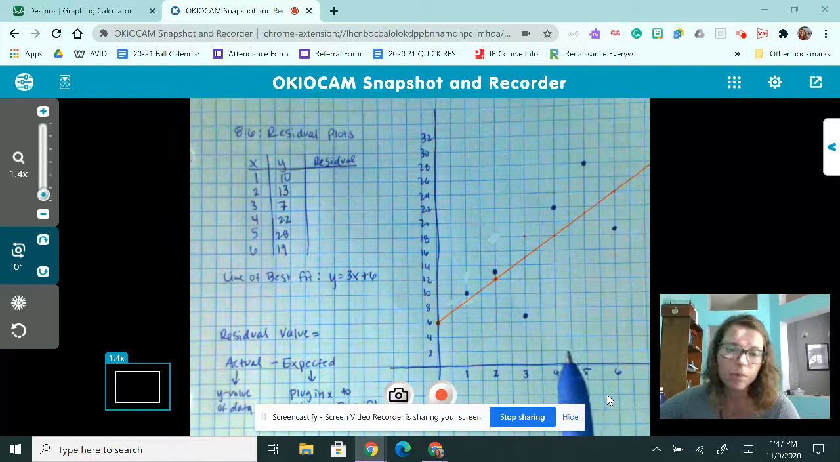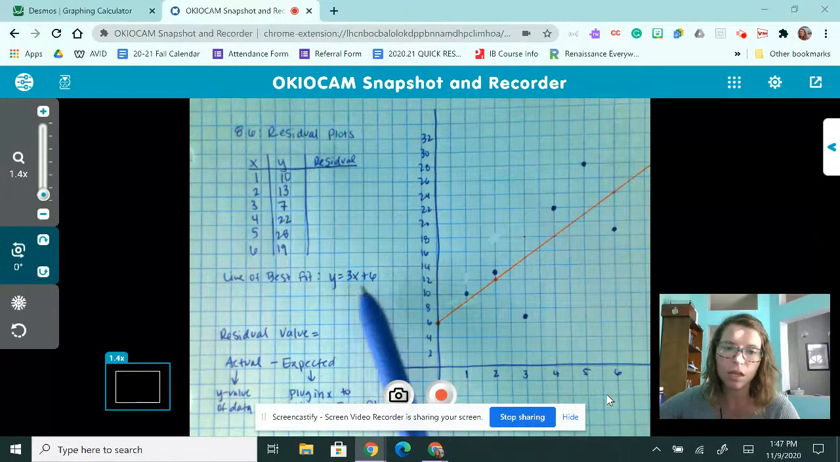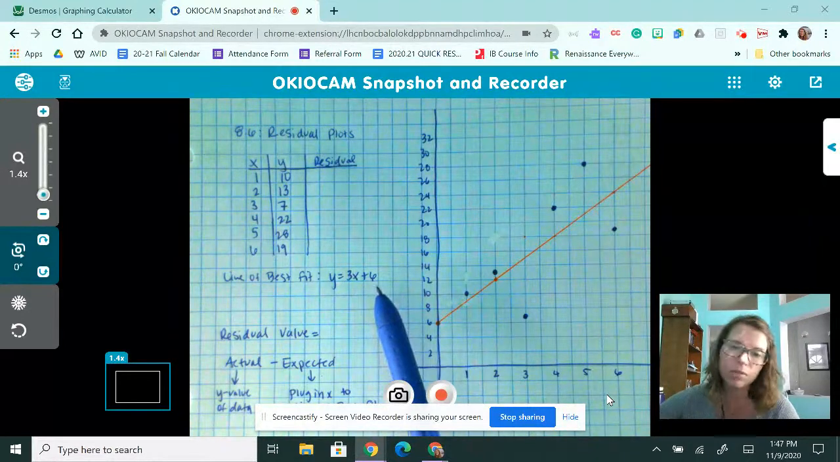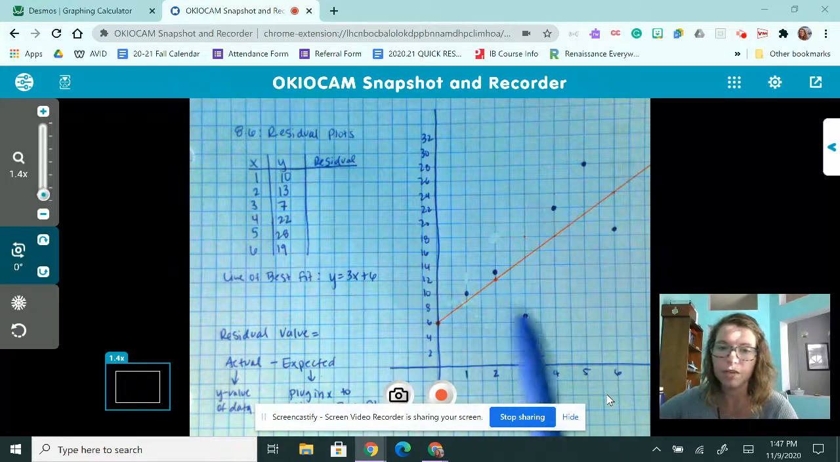Now, if you're doing this by hand and showing your work by hand, I will give you the line of best fit. Okay, you can also find this on Desmos. We saw how to do that in 8.4. Okay, so we have drawn both the line of best fit and our data points on the graph.